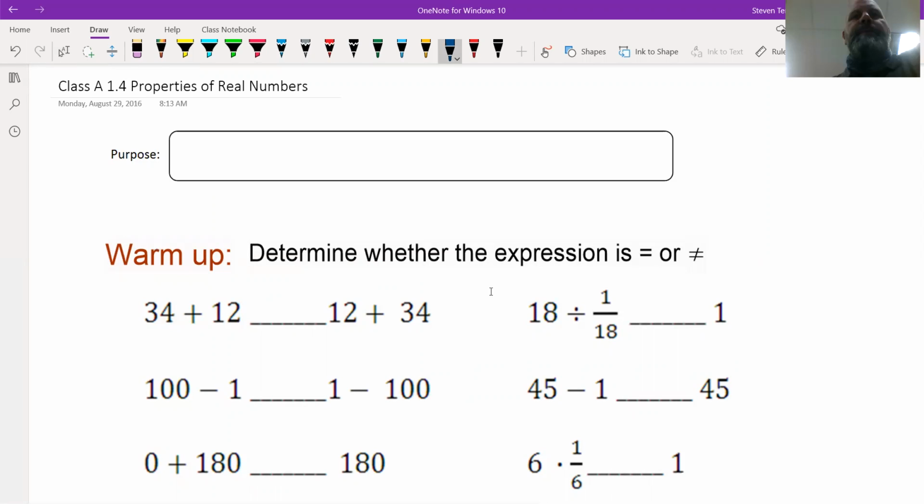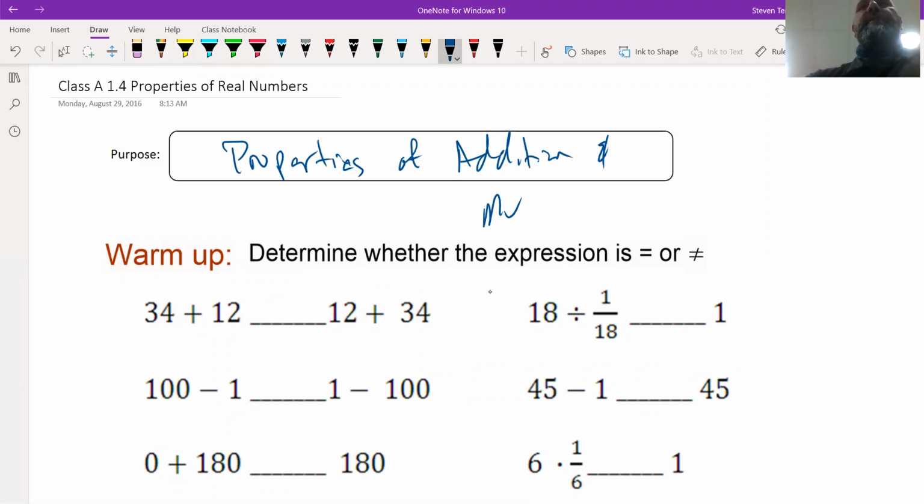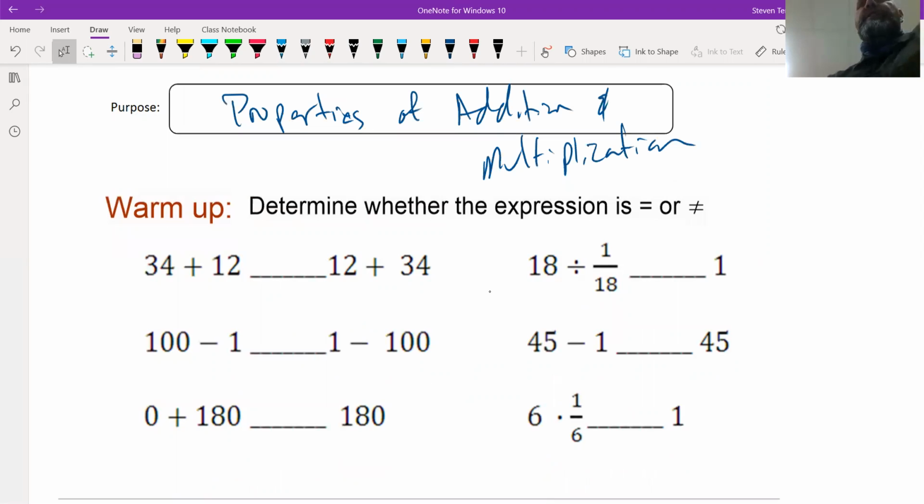So 1.4, talking about properties of real numbers. The purpose is going to be talking about properties, and I'm just going to put in here properties of addition and multiplication. Okay, to review some of the concepts that you've learned in your middle school.